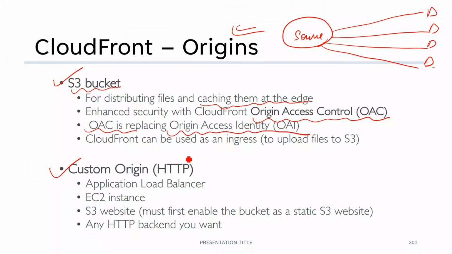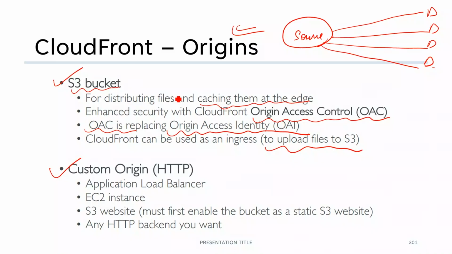CloudFront can be used as an ingress. For example, you want it the other way. Instead of distributing your file using the edge locations, you want to upload the file, and using the edge locations, you want to deliver the file to your destination. So you can use it for that also, to upload S3 files. But that is not that popular because we have something known as S3 Transfer Acceleration. We are going to cover that in our S3 video.